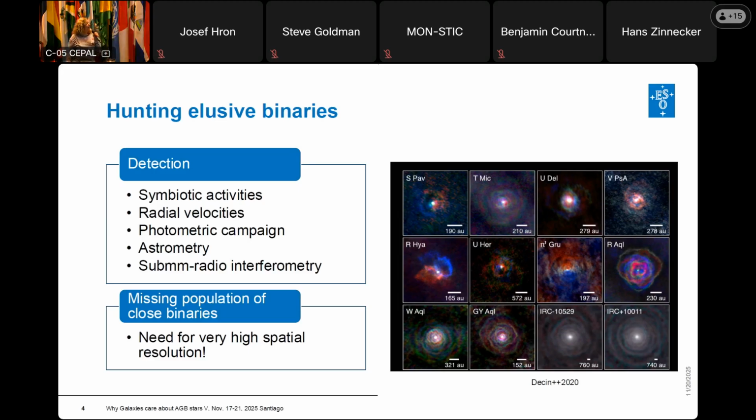And what we are after is the population of the close binaries. Close, like P1 to 10 (within 10 stellar radii). And for that, you need, of course, high angular resolution.